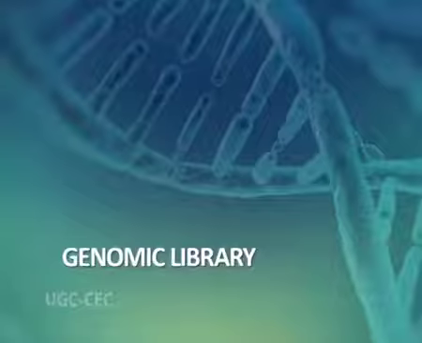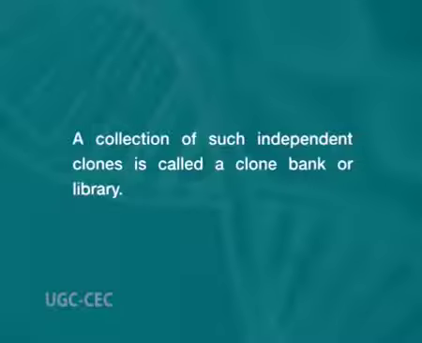Apart from a cDNA library that has a complete profile of genes that are expressed, a genomic library can also be generated by recombinant DNA technology. In a genomic library, cloning DNA gives rise to a collection of recombinant DNA molecules, often in plasmid or phage vectors maintained in suitable hosts. A collection of such independent clones is called a clone bank or library.